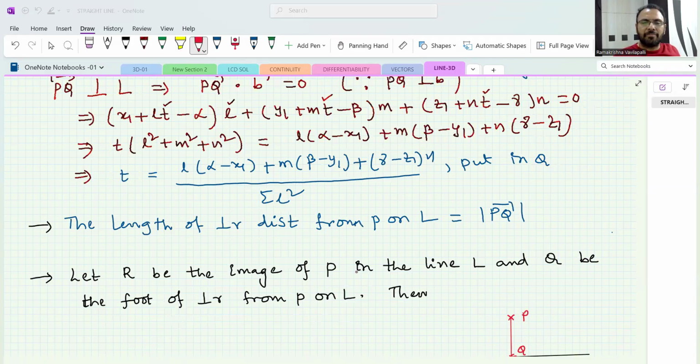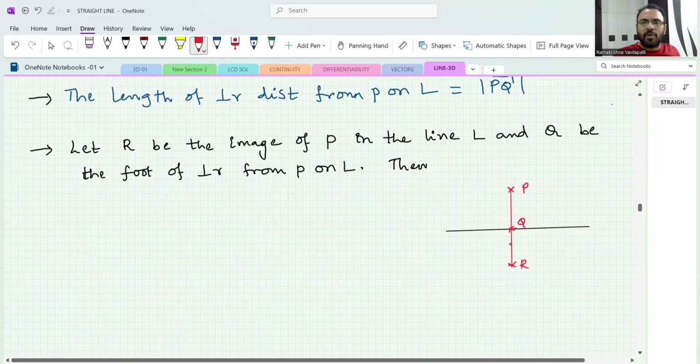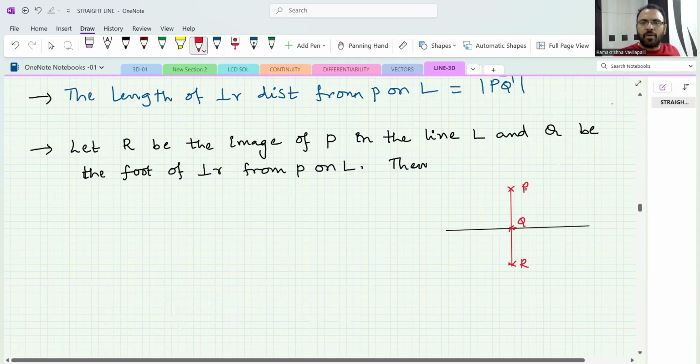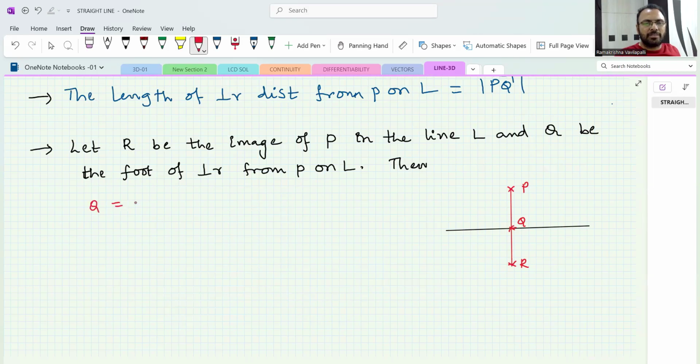Let R be the image of P in the line L and Q be the foot of perpendicular from P on L. Then how do we relate P, Q and R? Now you see that the foot of perpendicular Q is the midpoint of PR, where R is the image of the given point P. So Q is nothing but (P plus R) by 2.